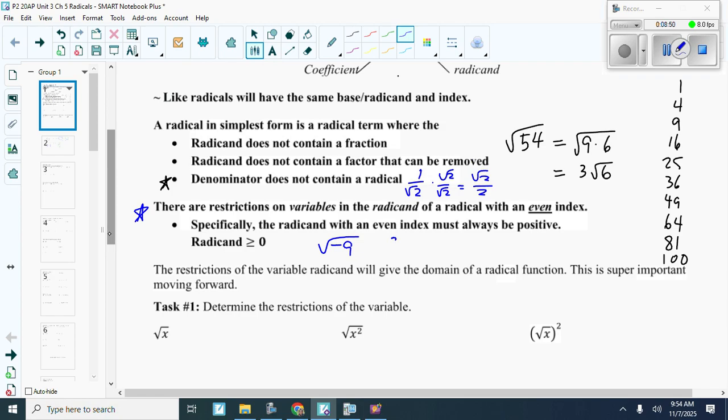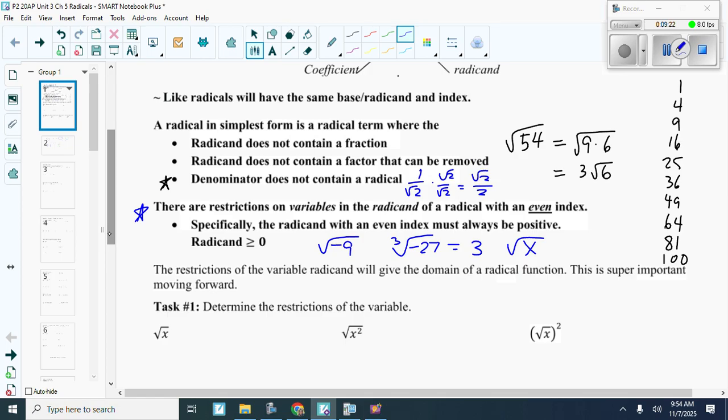Can I take the cube root of -27? Yeah, what is it? -3. So if it's an odd index, we're okay. Only if it's an even index are we going to put restrictions. Because what we're going to be learning is we're going to do the square root of x. We're going to put some variables in our radicand, but then if we have a variable underneath our radical sign, we're going to have to put a restriction on it.